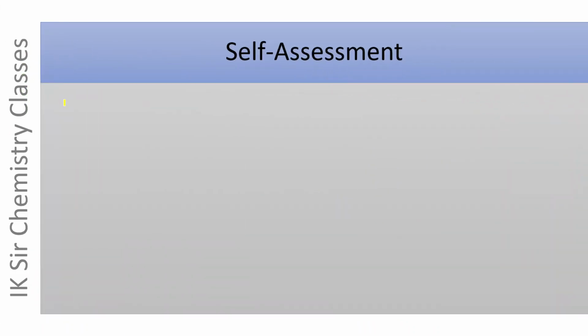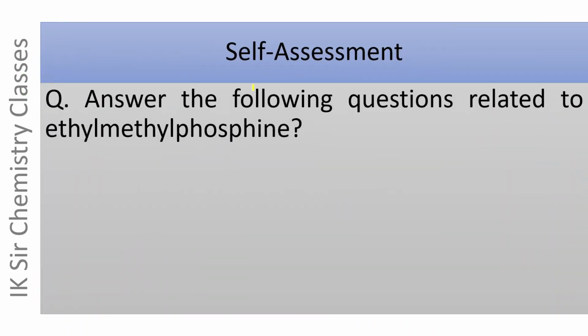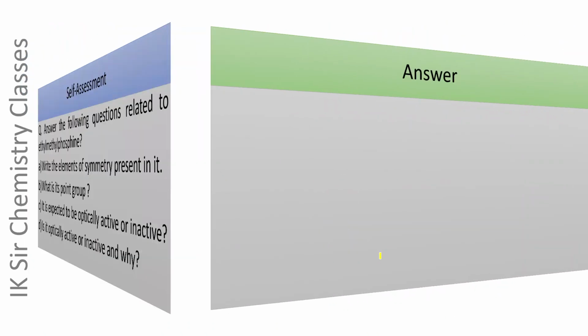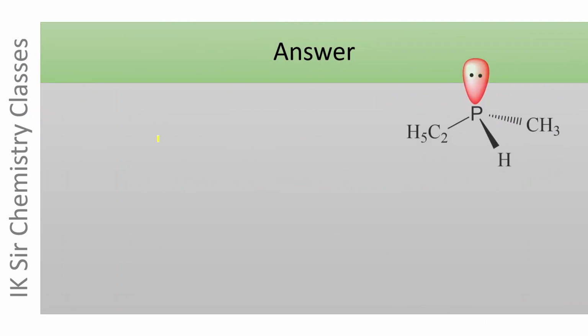Now the time for another self-assessment. Answer the following questions related to ethylmethylphosphine. Write down the elements of symmetry present in it. Write down its point group. Is it expected to be optically active or inactive, and we have to write down the reality about its optical activity. Here is the answer.